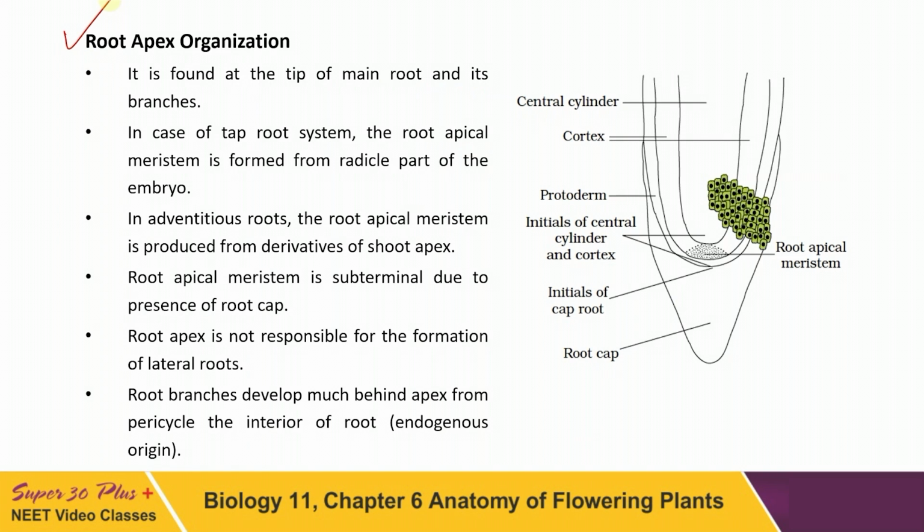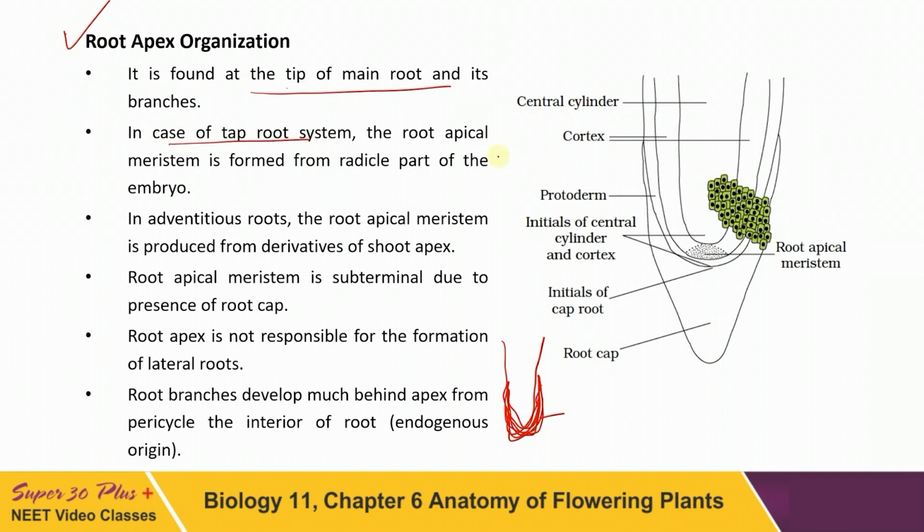Much more we have to do in this chapter. You have to concentrate now. Root apical, that apex organization. You know that this is the root here. The root has at the tip a cap-like structure which is known as root cap. I already told you in morphology also. It is found at the tip of the main root and its branches.